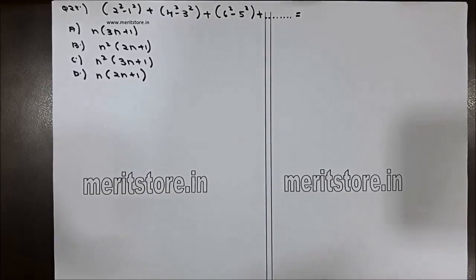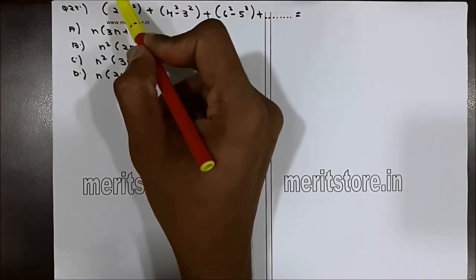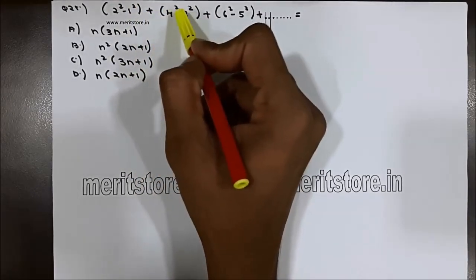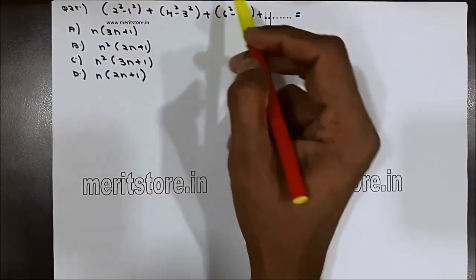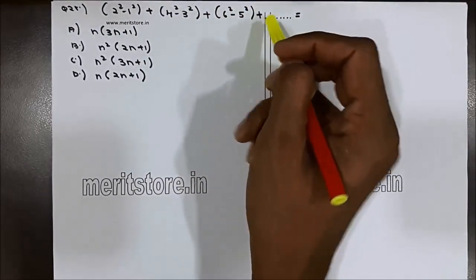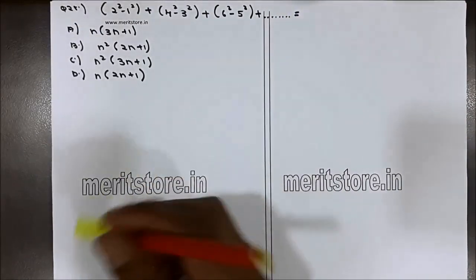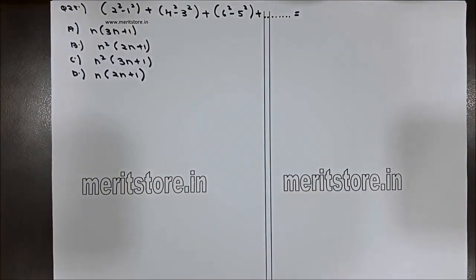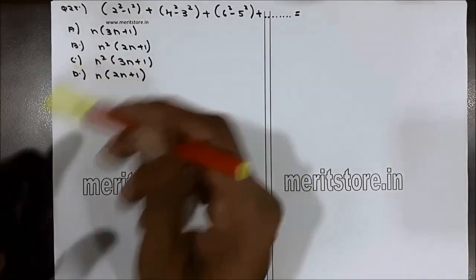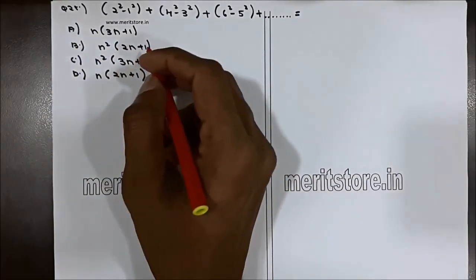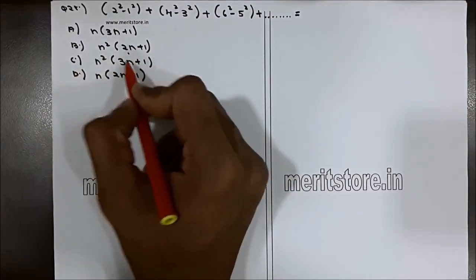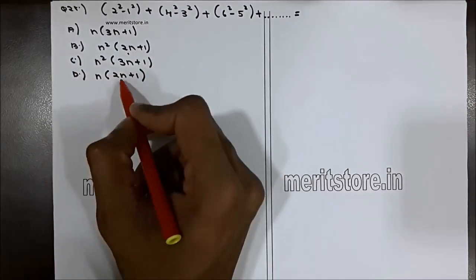Question 28. Bracket 2 raised to 2 minus 1 raised to 2, plus bracket 4 raised to 2 minus 3 raised to 2, plus bracket 6 raised to 2 minus 5 raised to 2, plus up to 2n terms, equals. Therefore we have 4 options. A, n into 3n plus 1. B, n square into 2n plus 1. C, n square into 3n plus 1. D, n into 2n plus 1.